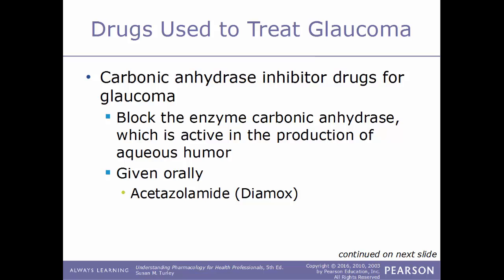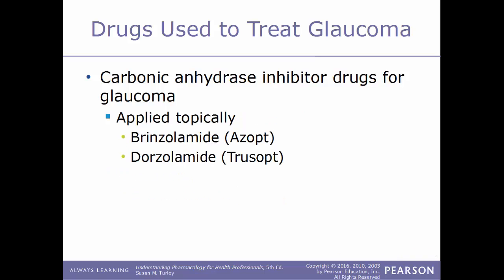Another type of drug that's used to treat glaucoma: carbonic anhydrase inhibitor drugs. And these work by blocking the enzyme carbonic anhydrase, which is active in the production of aqueous humor. Now, this drug can be given in multiple routes of administration. It can be given orally. An example of that kind of drug would be acetazolamide, which is sold under the trade name Diamox. This type of drug can also be applied topically, such as brinzolamide, which is sold under the name Azopt, and also the drug dorzolamide, which is sold under the name Trusopt.